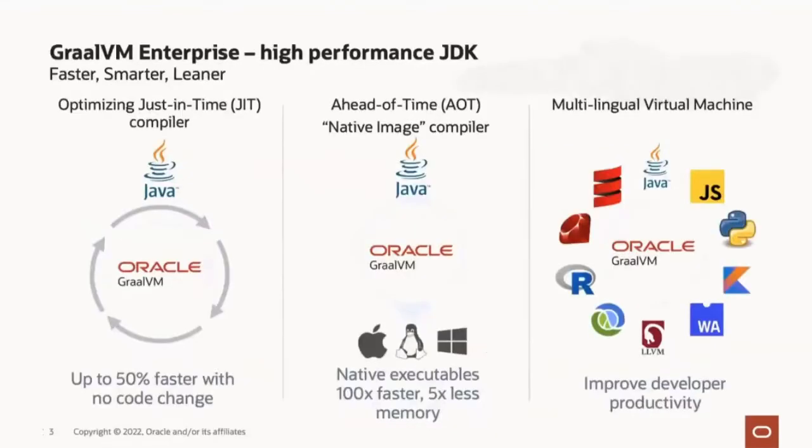So let's take a look at how you can use GraalVM. There are a couple use cases, or three use cases. The first one uses GraalVM in the JIT mode to accelerate applications. The high performance compiler includes 60+ optimizations that aren't really in the default OpenJDK compiler to help applications run faster with no code change.